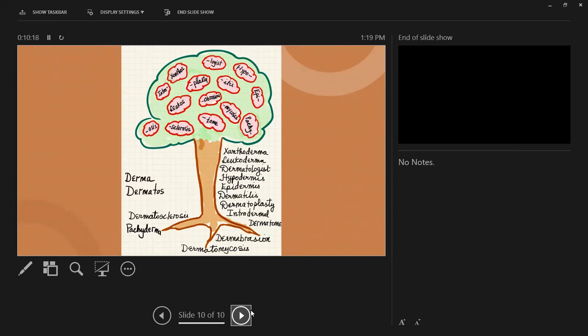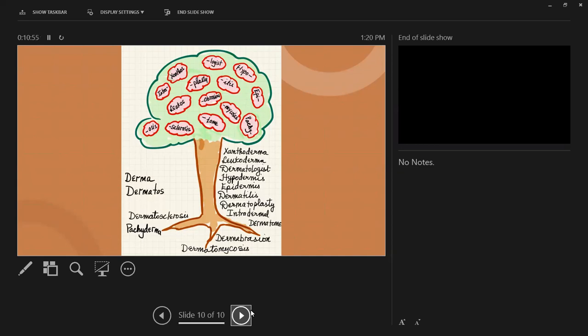Inside the tree, we have osis, means abnormal condition. Sclerosis is hardening. Leuko is white. Intra, within. Xantho, yellow. Plasty, restructuring or reshaping. Abrasion, to scratch. Tome, an instrument used to cut. Mycosis, fungal infection. Itis, inflammation. Logist, specialist. Hypo, below. Epi, above.